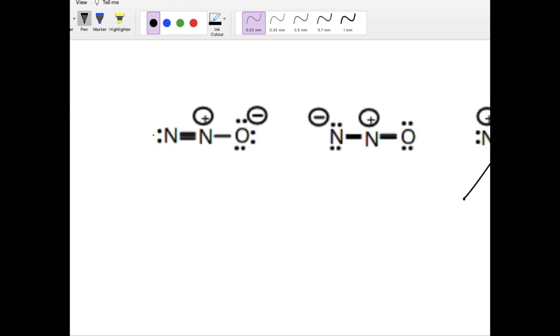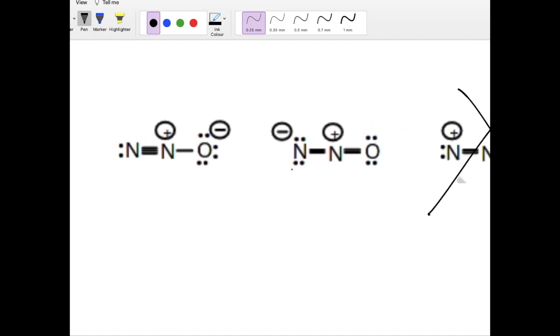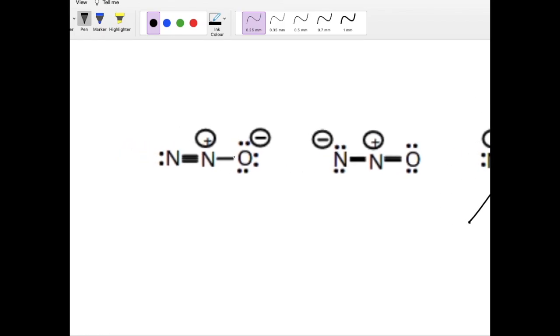Like the nitrogen here has 1, 2, 3, 4, 5, 6, 7, 8. Same with this nitrogen. You can count the electrons. In the oxygen, there's 1, 2, 3, 4, 5, 6, 7, and 8. And similar with this one, 1, 2, 3, 4, 5, 6, 7, and 8. So the octet is filled for all the atoms, even the central nitrogen.